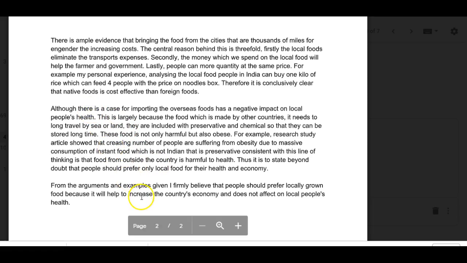From the arguments and examples given, I firmly believe that people should prefer locally grown food because it will help increase the country's economy and does not affect local people's health. Okay, again, I've already said what the problem is. It's off topic. That whole second paragraph is off topic. There were a lot of problems with grammar. I really want you to revise some grammar. I want you to read some sample essays and really study them to see the types of grammar and the form that we use. So do some revision, please, and correct these essays, okay? Let's meet back here with your next set of essays. Good luck.